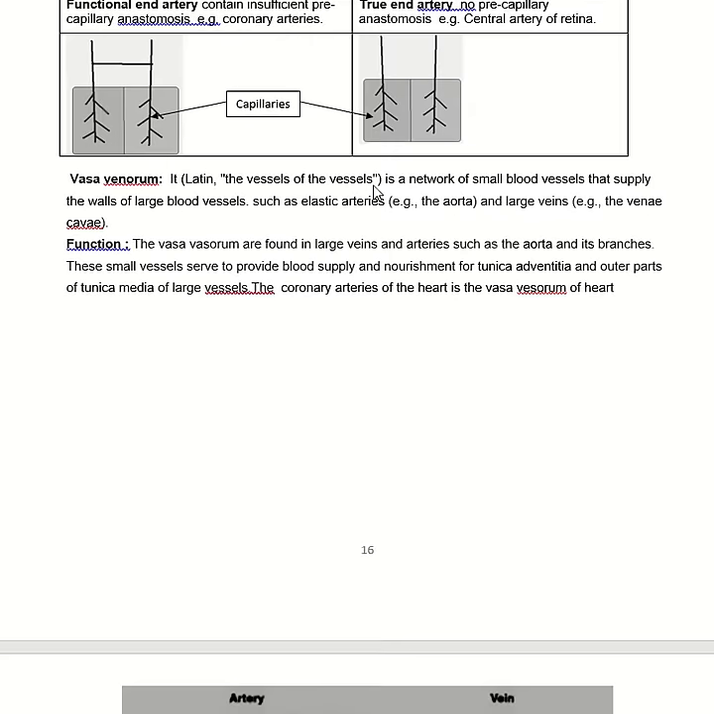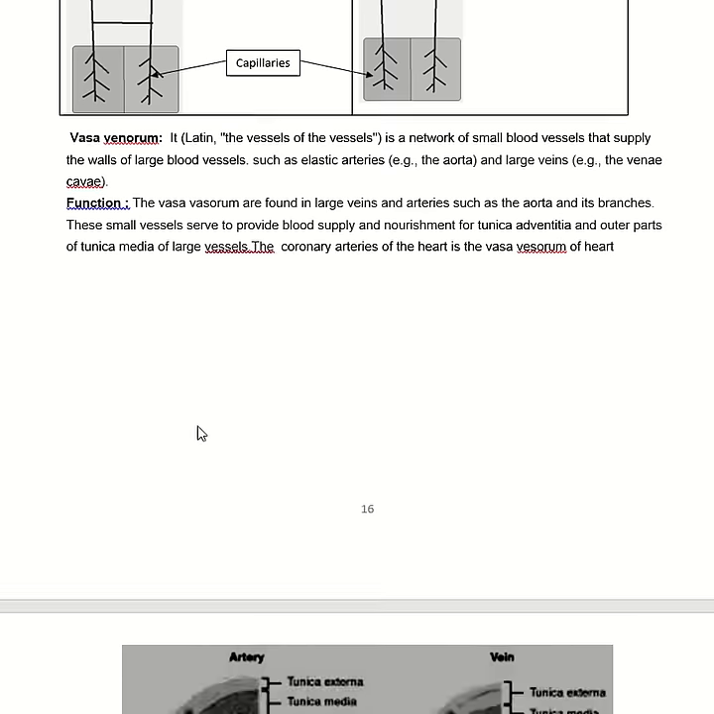Vasa vasorum. It is a network of small vessels that supply the wall of large vessels, such as elastic arteries and large veins. They are usually present in the outer part of the wall, because the inner part of the wall of the artery and vein is supplied by diffusion from the blood, but the outer part lacks nutrition, so the outer part of the wall of the artery and vein gets nutrition from the vasa vasorum.